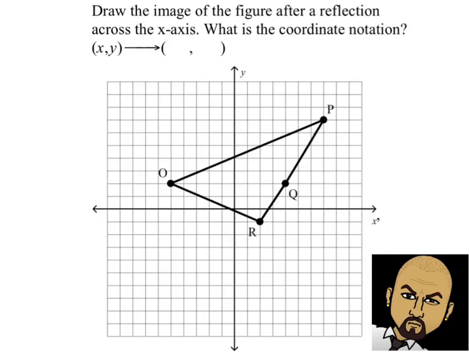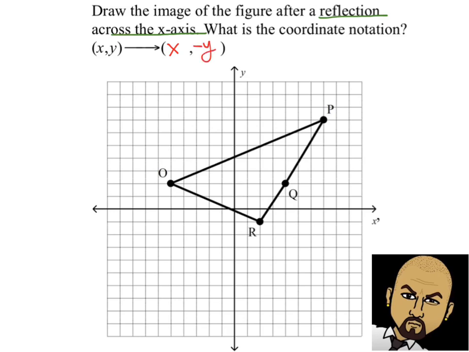So let's go ahead and get started. Here, we're going to draw the image after the figure is reflected across the y-axis. Now, first of all, what is the coordinate notation? In a reflection across the x-axis, the x value is going to stay the same. Very important you know that. When you reflect across the x-axis, the x value is going to stay the same.